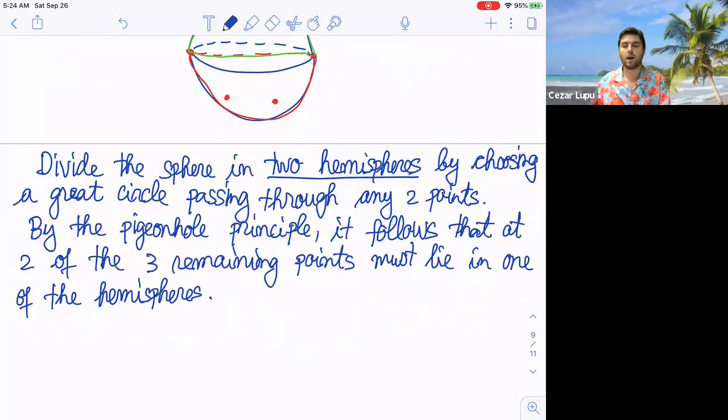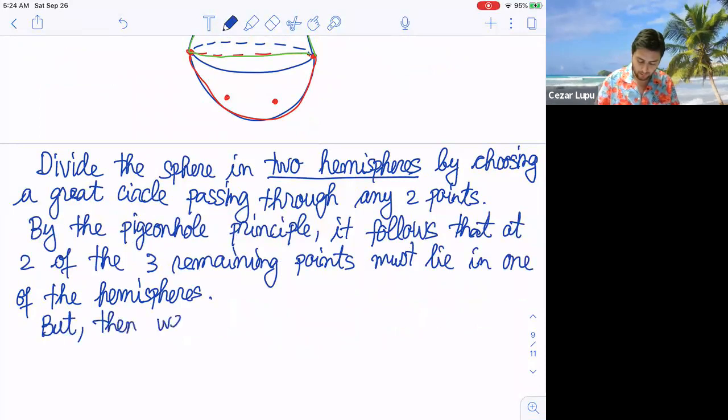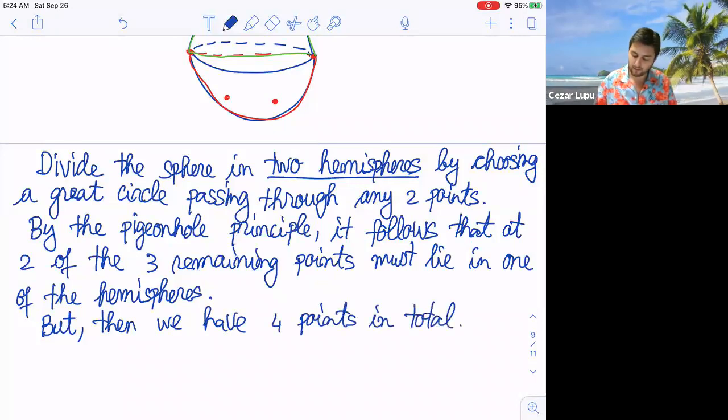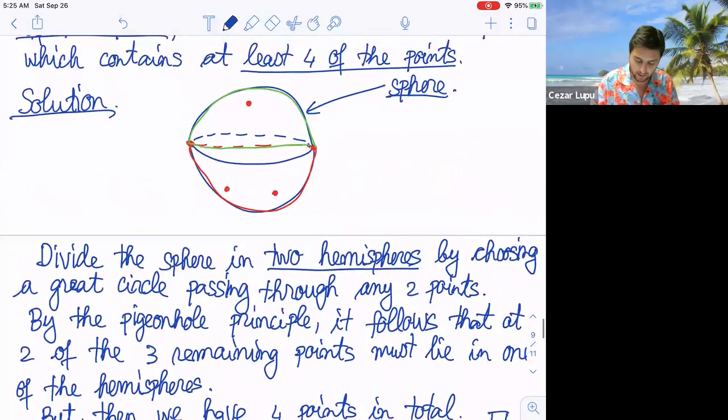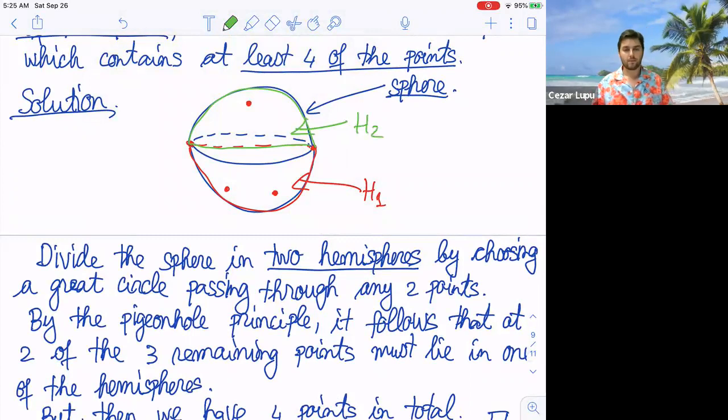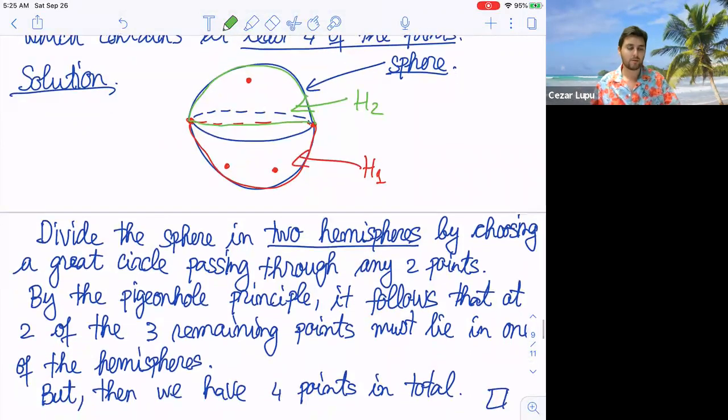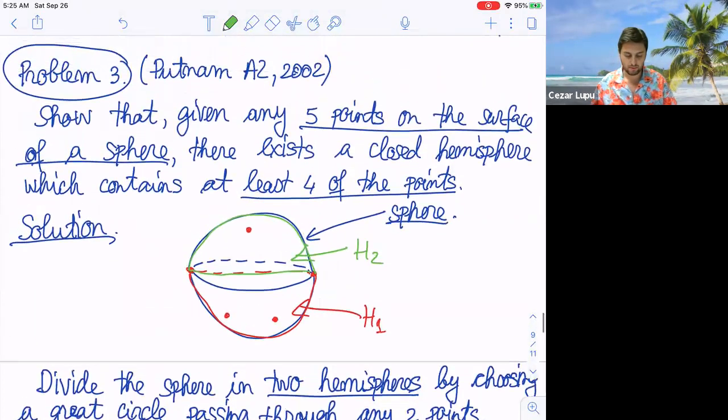And there you go. Now you have 2 points, then you have other 2 points, then you have 4 points in total. And that's it. We're done. Let me say that this is H1, and this is H2, the second hemisphere. I think the picture says it all. So that was the problem. As you can see, it was an easy one. It was a Putnam A2.